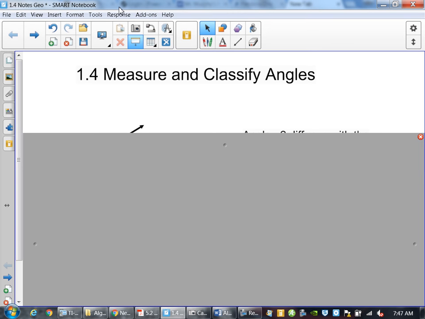So let us take a look at angles. What is an angle? What is it made up of? Degrees. Okay, angles are measured in degrees. You know how else angles can be measured? Radians. Very good.